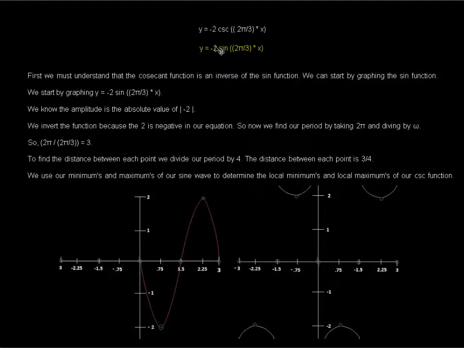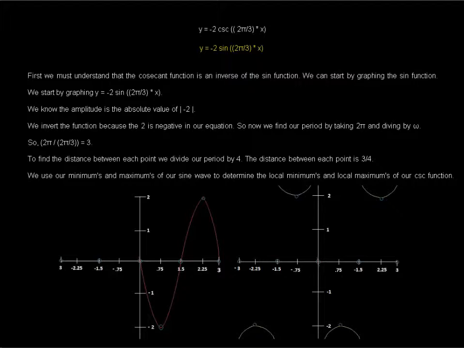Hello, today we will sketch one cycle of the graph y equals -2 cosecant (2π/3)x, identifying amplitude, period, and the 5 major points. We must identify each x coordinate within the cycle. First, we must understand that this function is the reciprocal of the sine function. We can start by graphing the reciprocal of the cosecant function.